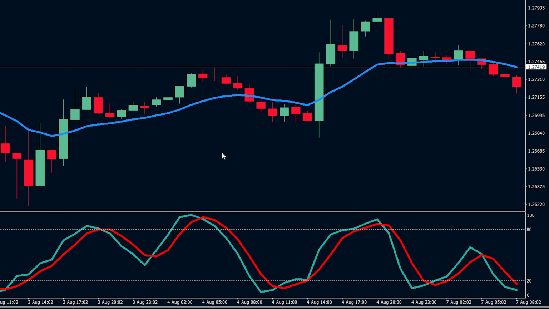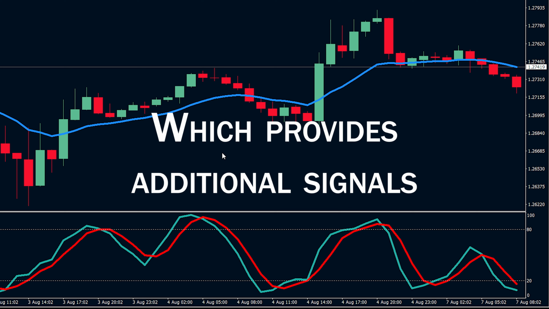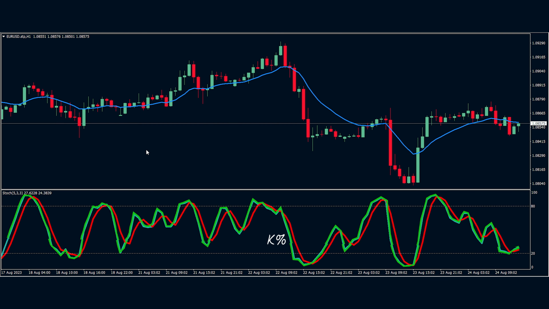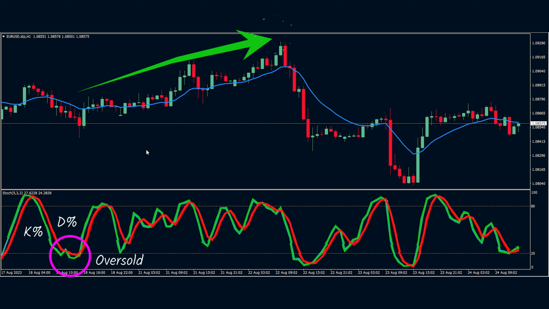It moves within a range of 0 to 100 and identifies overbought and oversold areas. Stochastic has two lines, K% and D%, which provide additional signals. Let's take a look. If the K line crosses the D line from the overbought zone, the market is likely moving downward. If the K line crosses the D line from the oversold zone, the market is likely moving upward.